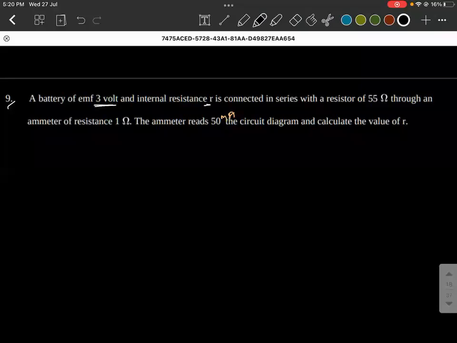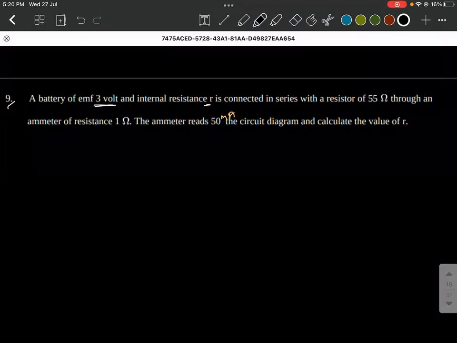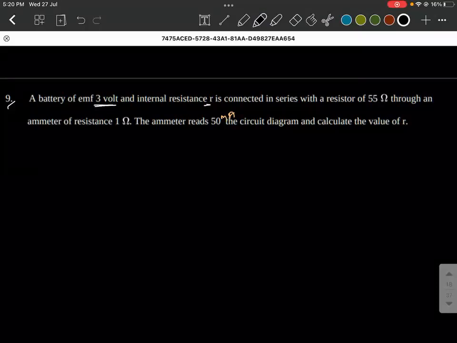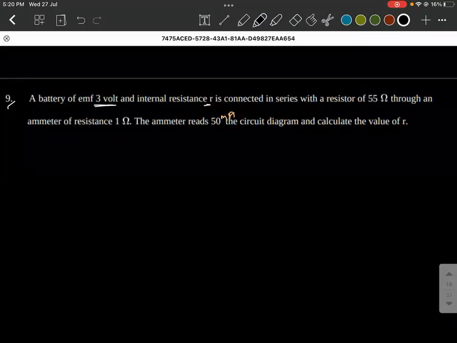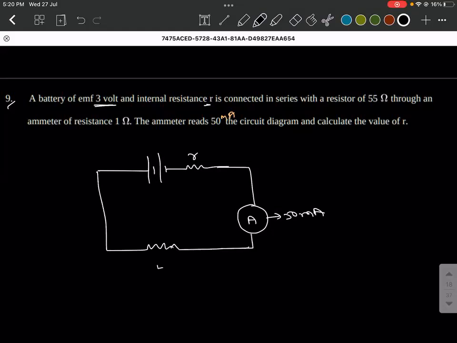So there is a battery of EMF 3 volt and internal resistance small r, which is connected in series with a resistor of 55 ohm through an ammeter. So how is the ammeter connected with respect to the circuit? In series or parallel? Obviously in series. So battery, a series of cells, internal resistance r. There is an ammeter which shows a reading of 50 milliampere, and the external resistor is of value 55 ohm. When you drew the circuit diagram, did you put this box around it? Yes. So this will be 3, this will be r, 50 milliampere.